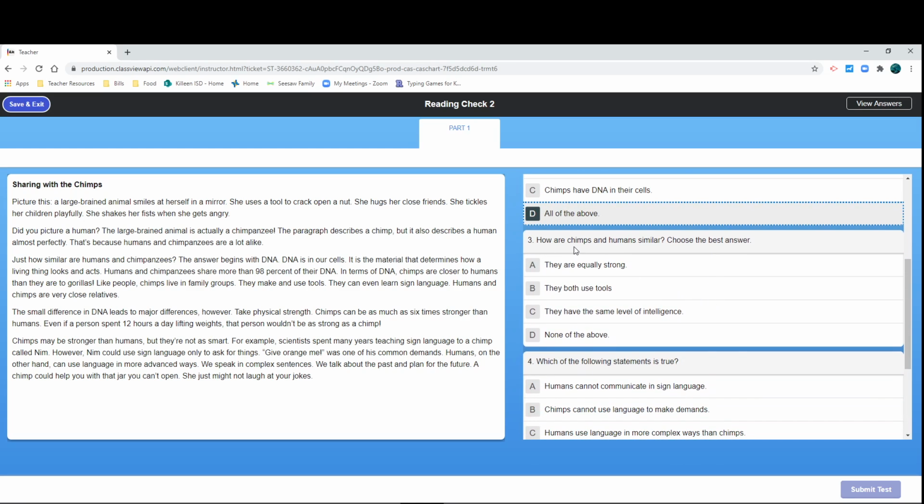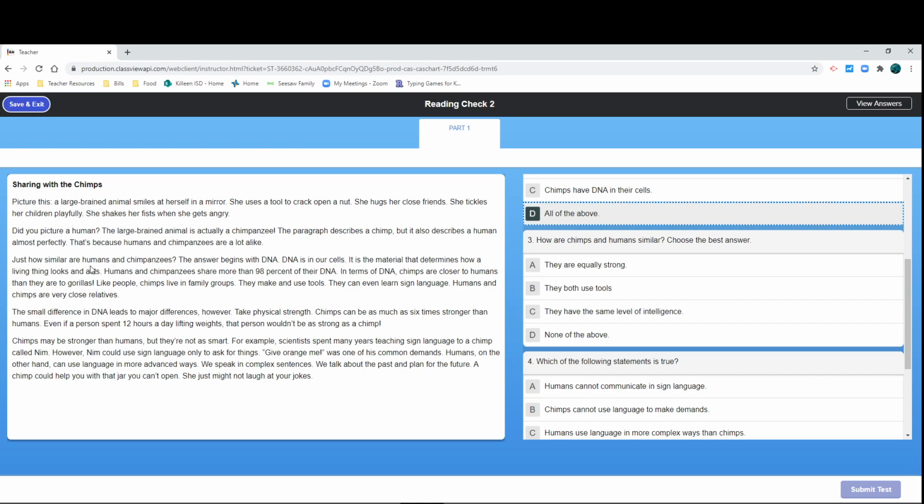So then number 3, how are chimps and humans similar? Choose the best answer. So basically when you see choose the best answer, that means that these answer choices are going to be paraphrased from information from the text. All right, and remember, paraphrase is the same information, just different words. So we need to look and see where it speaks of how they're similar and which answer choice best describes it. Okay, so looking at similarities, that's this third paragraph here. Just how similar humans are to chimpanzees.